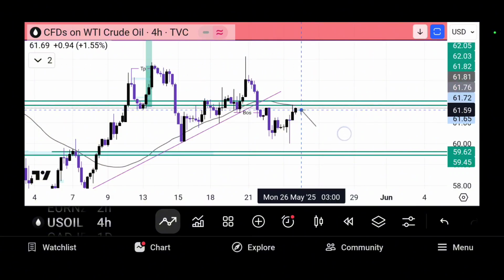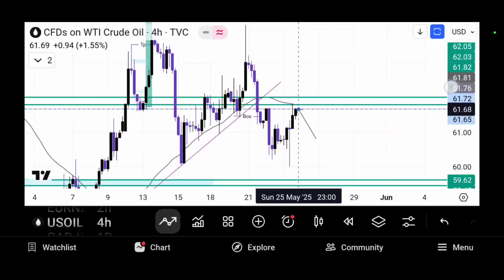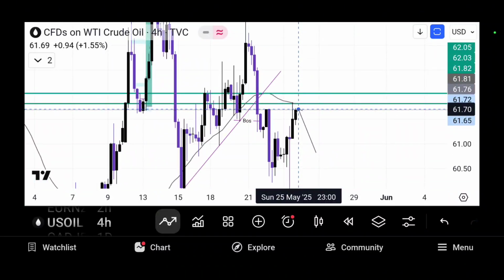Now for the sell scenario, you have to reduce your risk. Probably you have to look for the entry confirmation, a 15 minutes change of character entry confirmation. Make sure you let the market show your 15 minutes change of character. Let it be very clear.